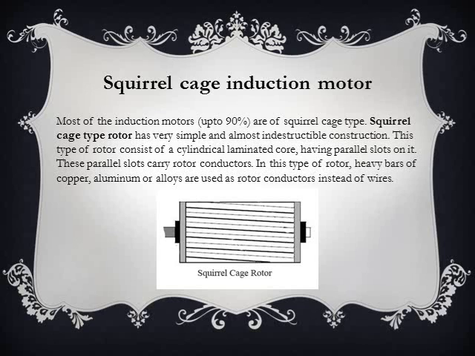Squirrel cage induction motor. Most induction motors, up to 90%, are of the squirrel cage type. The squirrel cage type rotor has a very simple and almost indestructible construction. This type of rotor consists of a cylindrical laminated core having parallel slots on it. These parallel slots carry the rotor conductors, and in this type of rotor, heavy bars of copper, aluminium or alloys are used as rotor conductors instead of wires.